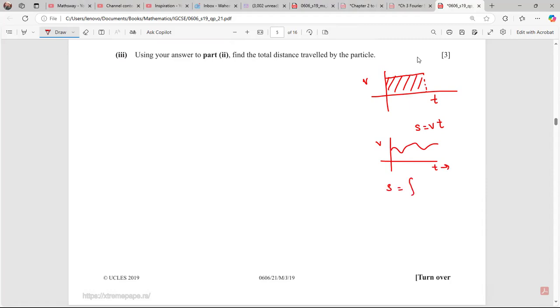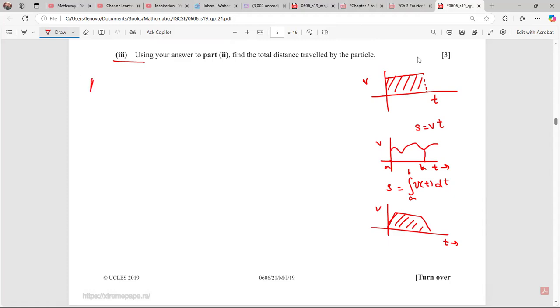We need to integrate this velocity, which is a function of time, v dt, over the interval a to b, for example. So we need to integrate this from a to b. In other words, whatever speed-time curve we have, if you want to find the distance, we need to find the total area. So again, in order to solve this question, we need to find the total area.